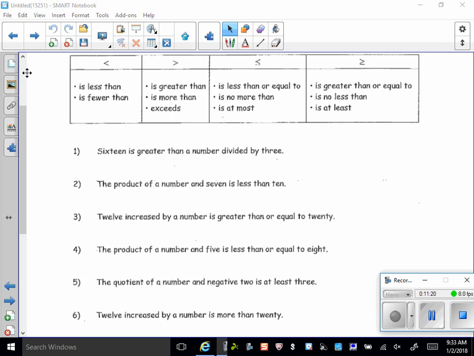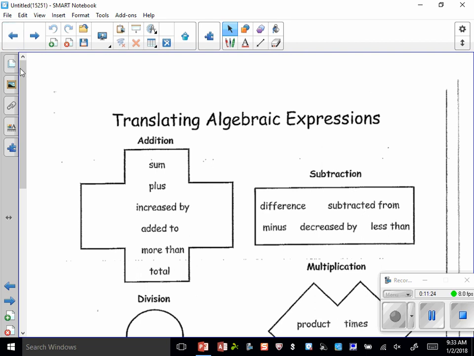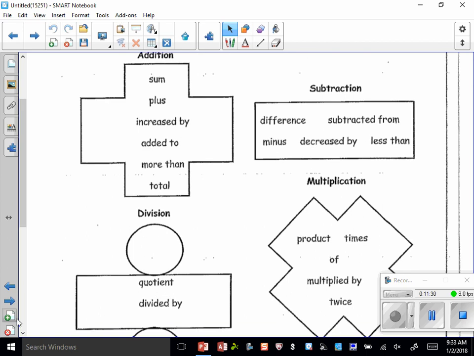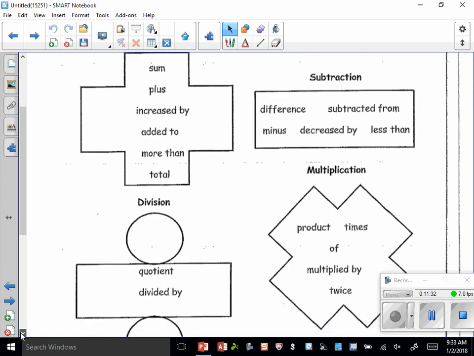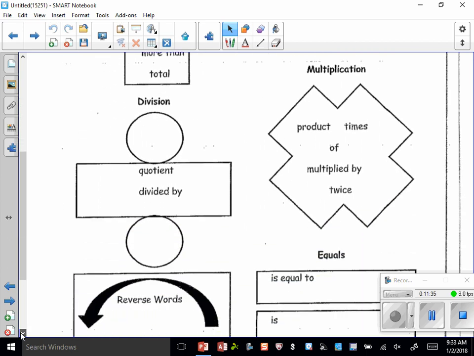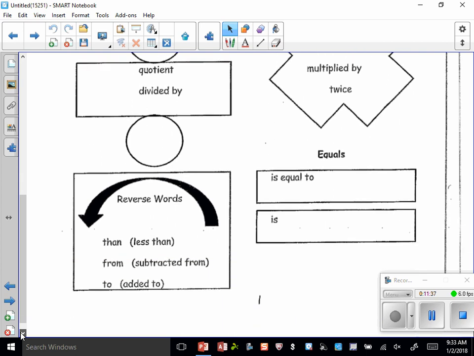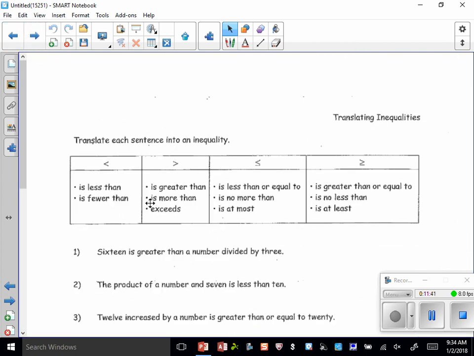All right, so if you go to pages 1 through 4, page 1 is what we did when we translated equations. So it gives you a review of that, how we put in the different names for the different operations. You guys remember doing that? So that's just like a review page. Then when you go to the next page, it gives you the inequality symbols at the top, and they also have keywords that we can use to translate.